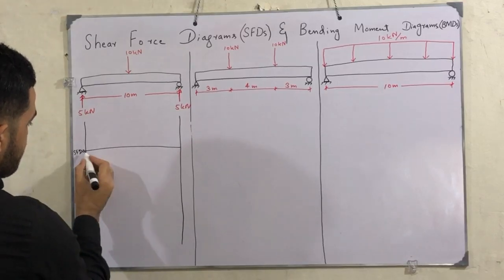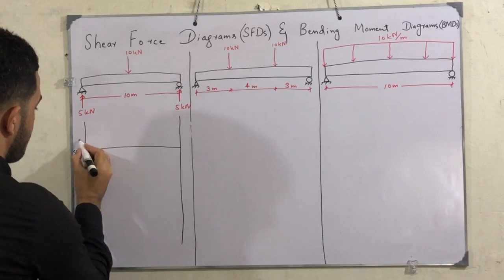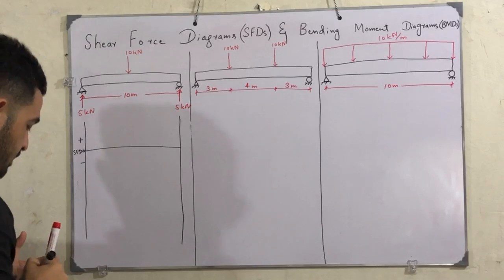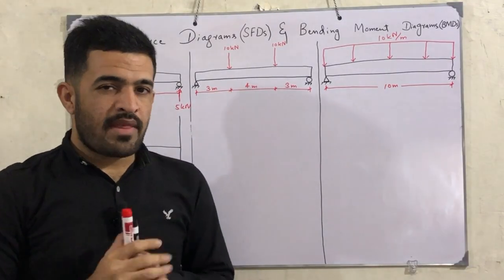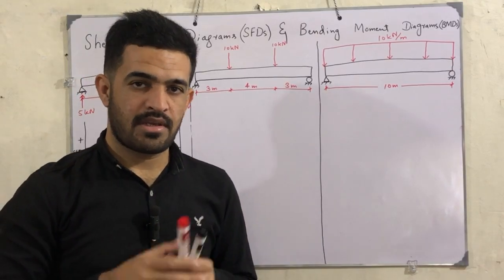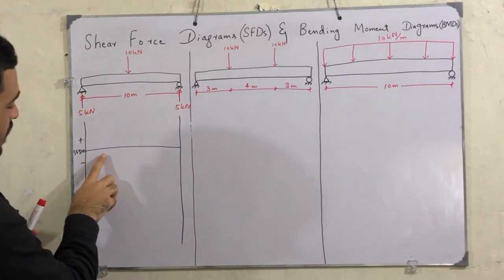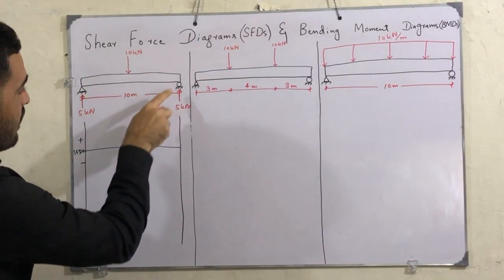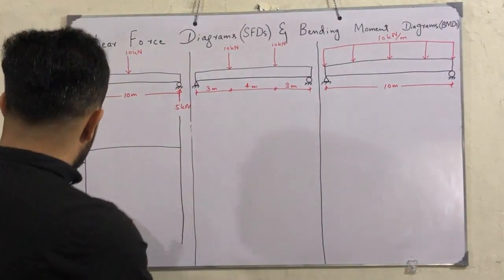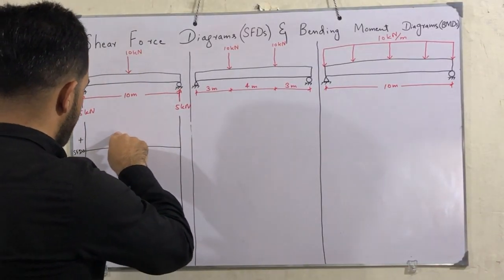So this line represents the zero shear force. Above it, the shear force will be positive, and below this zero line, the shear force will be negative. There is one thing that is the foundational concept in drawing the shear force and bending moment diagrams: when we are drawing the shear force diagram, we have to look at the type of loading and the type of distribution of the load. And when we are drawing the bending moment diagram, we have to look at the type of shear force diagram.